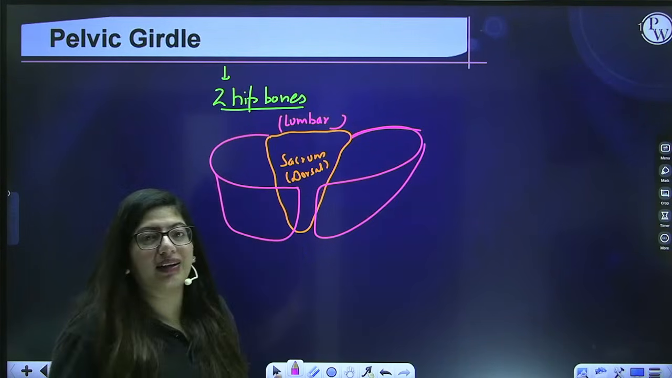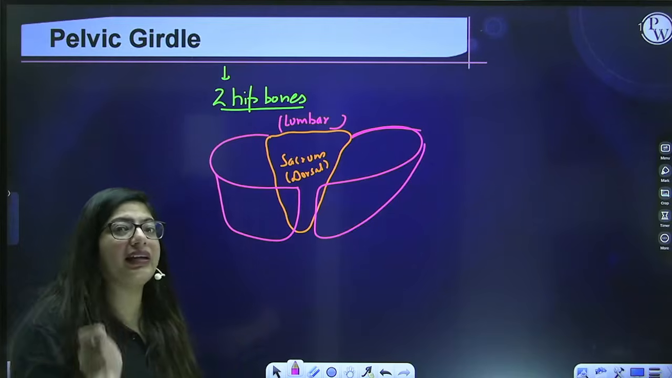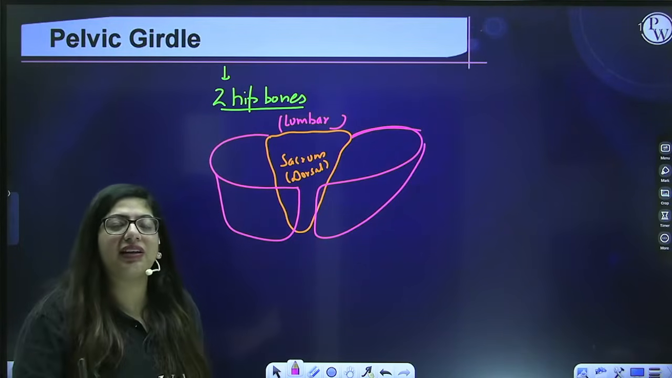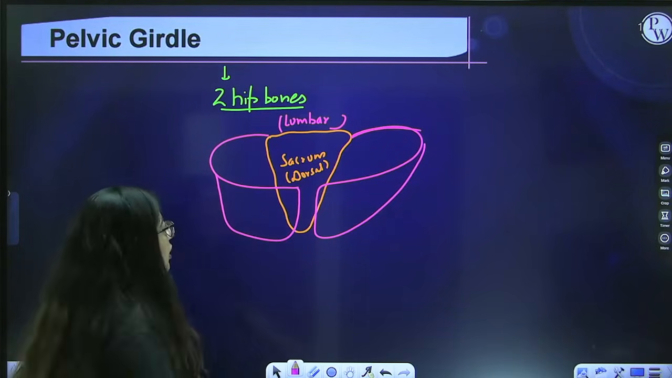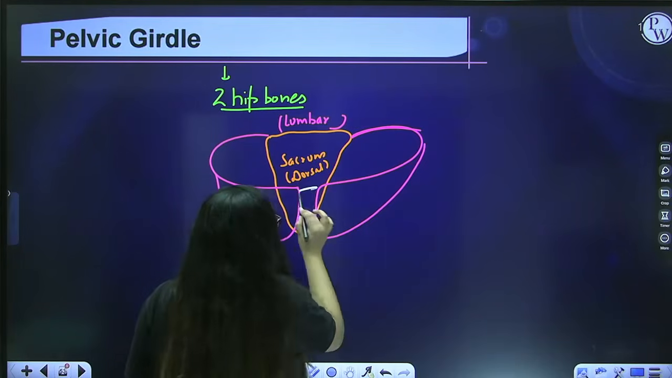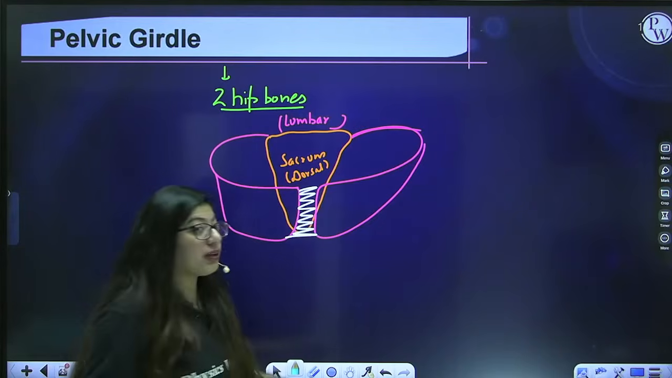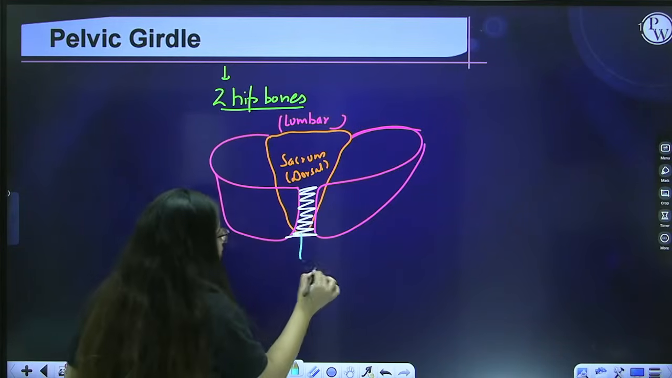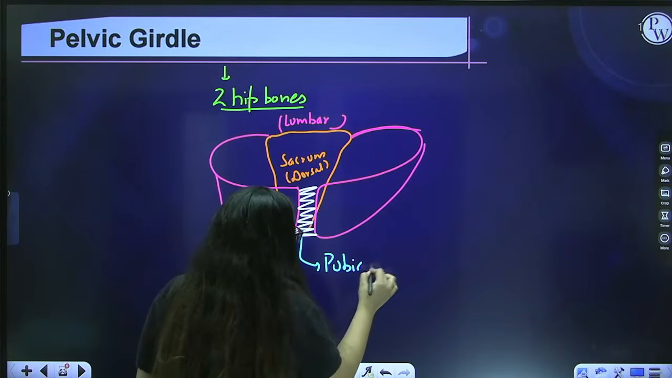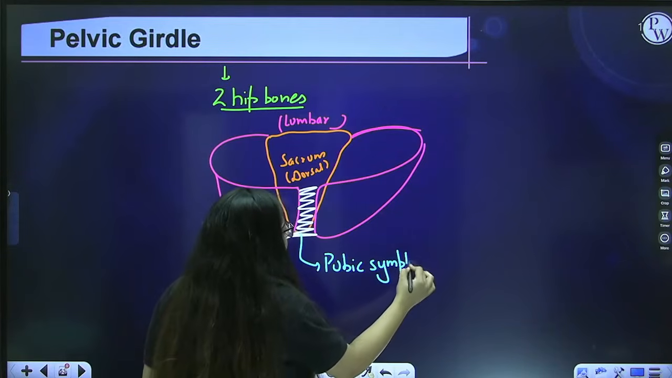So white fibrous cartilage, first it is present in the intervertebral disc, and second it is present between the two hip bones. So here is present a white fibrous cartilage, and this portion also has a name, just like the intervertebral disc has a name. Its name is pubic symphysis.